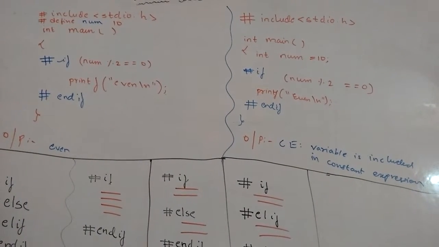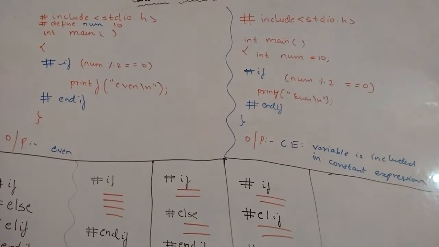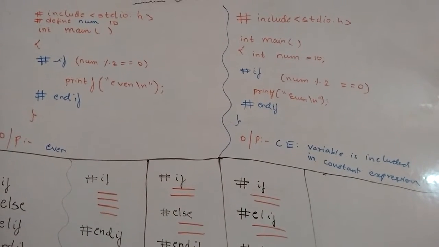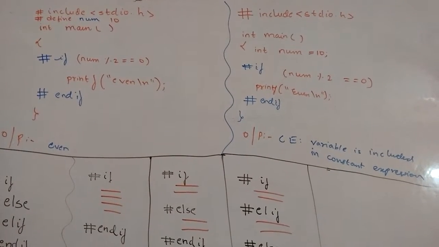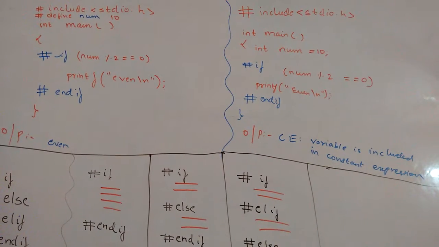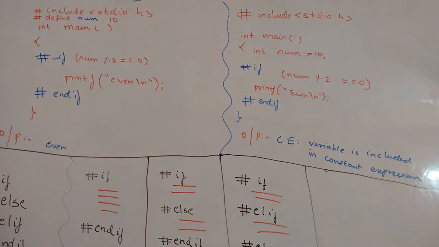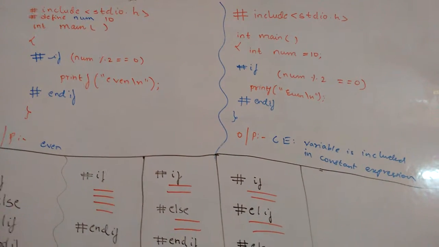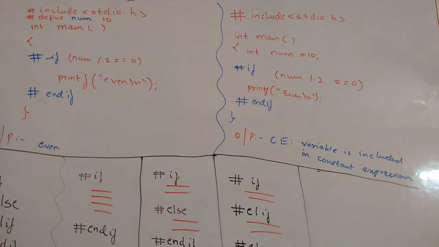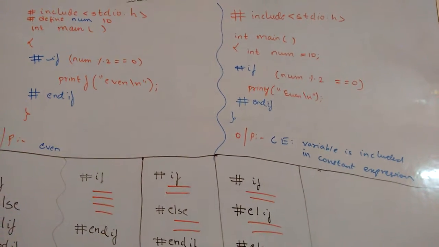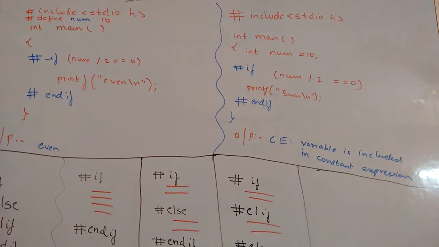But in the second program, num is a variable. It is not a constant value. You can reassign num to some other value also. You can say num equal to 20. So num need not always be 10. In other words, num is a variable in the second program. If num is a variable, the expression num mod 2 is equal to 0 is obviously not a constant expression. So that is not allowed.